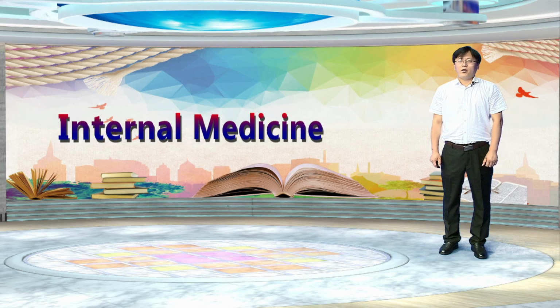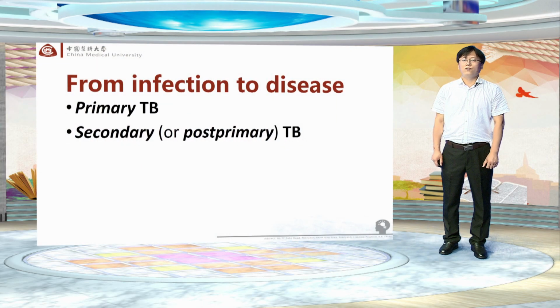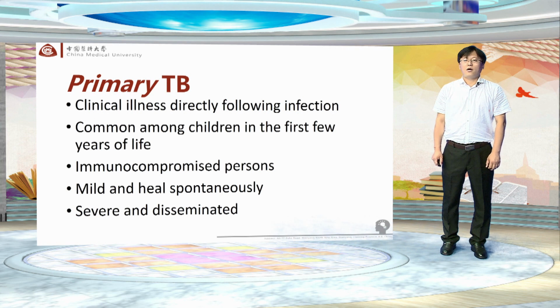When susceptible individuals are exposed to the droplet nuclei of patients with pulmonary tuberculosis, they can get infected. Infected individuals may develop disease. We have basically two kinds of disease: primary TB and secondary TB. Primary TB, or primary tuberculosis, is a clinical illness that directly follows the infection.